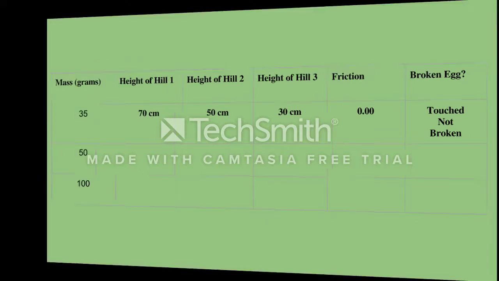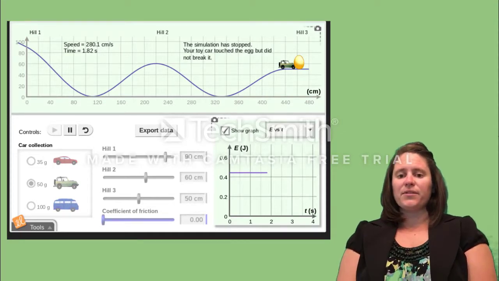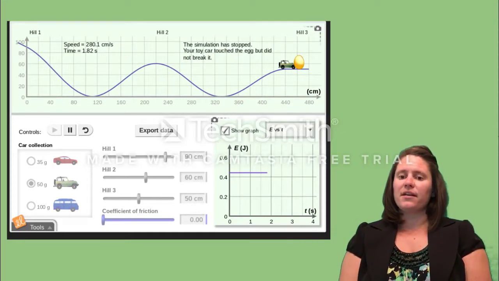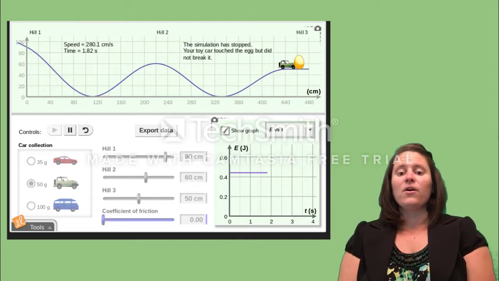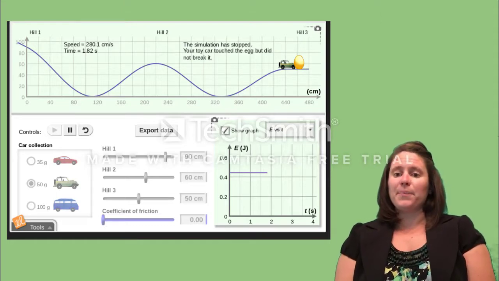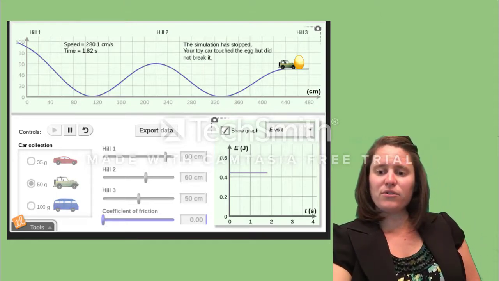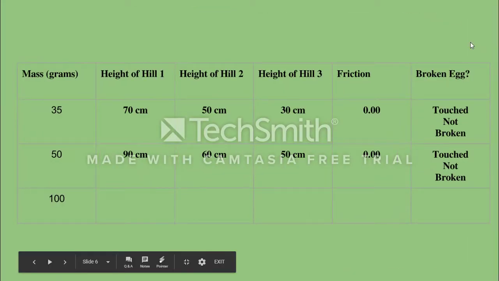The next one I will show you briefly. For 50 grams, I set the first hill to be 90 centimeters, the second hill to be 60 centimeters, and the third hill to be 50 centimeters. Once again, with a coefficient of friction of 0, I played the Gizmo. The results are shown above. I entered the data into my data table.